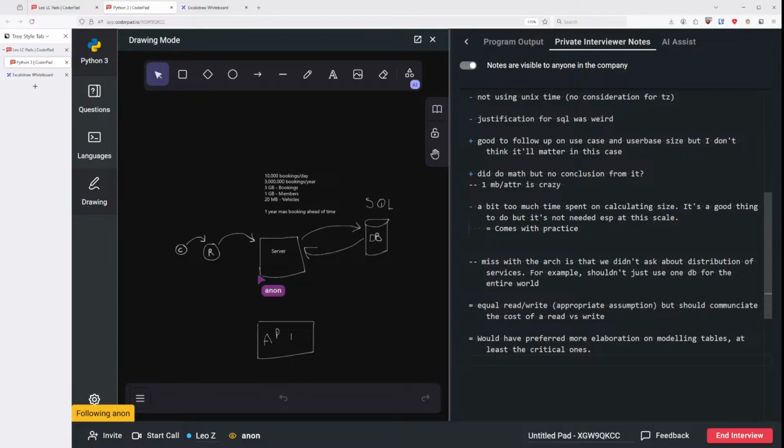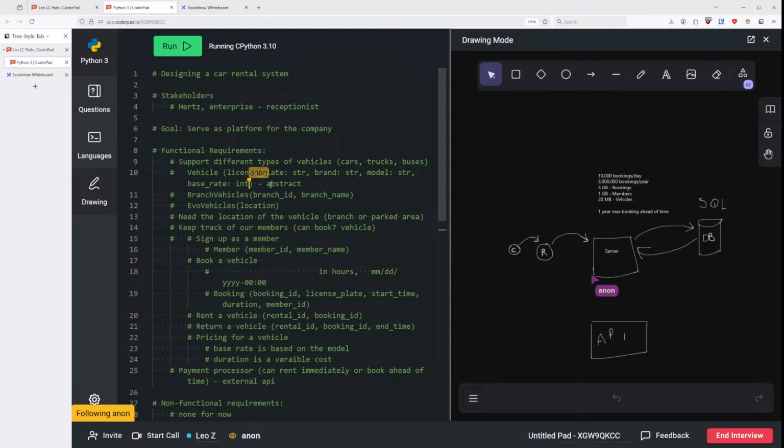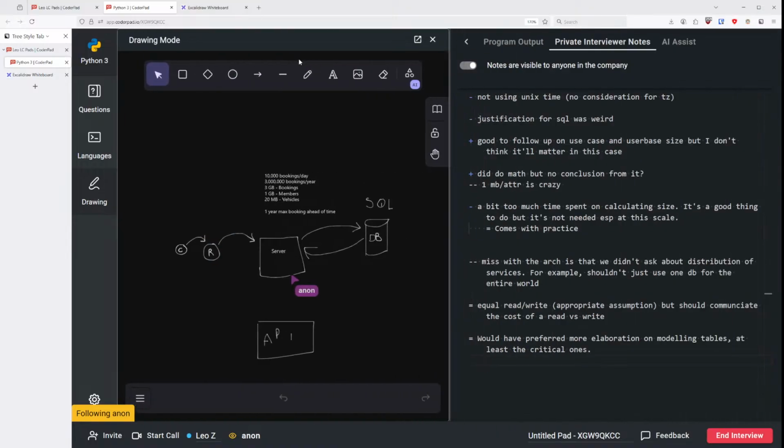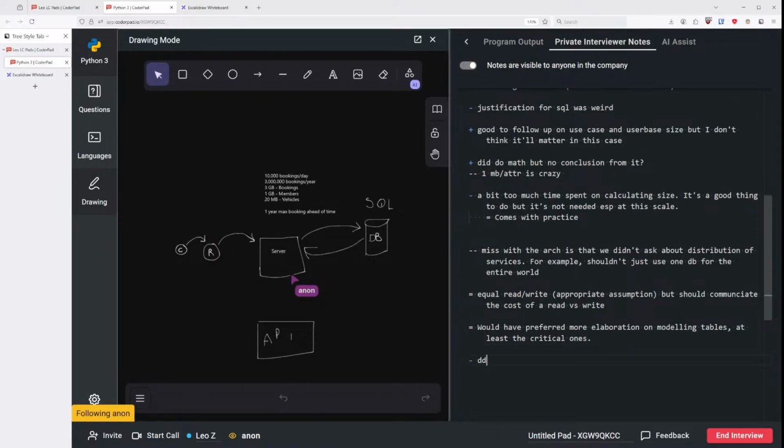I think it'd be more efficient to just keep the base rate attached to the model, just because we can change that whenever. So I'm just gonna add it back in our vehicle with a base rate, and that's just an integer. Okay, and then let's see what else. So yeah, we're gonna calculate.